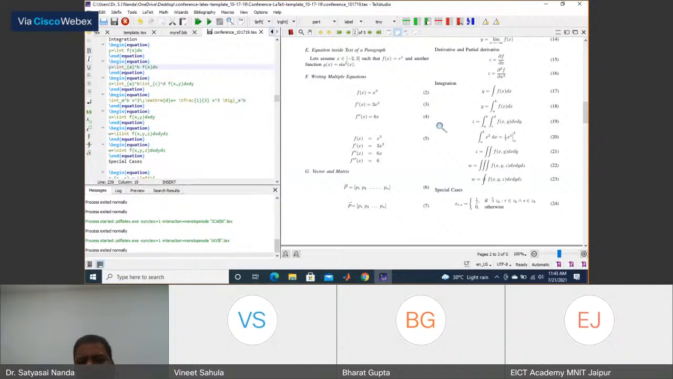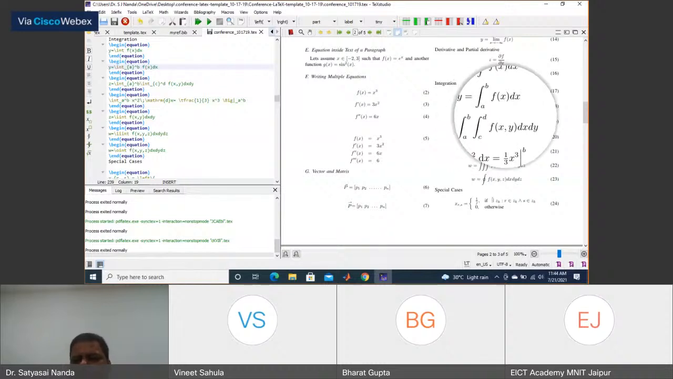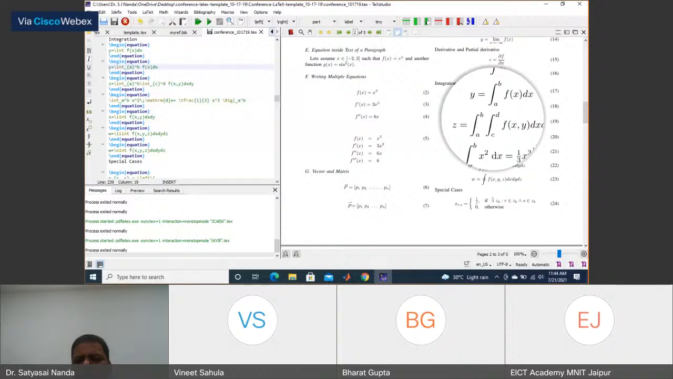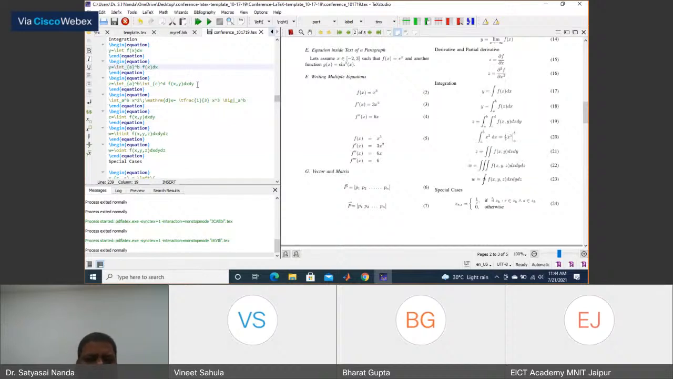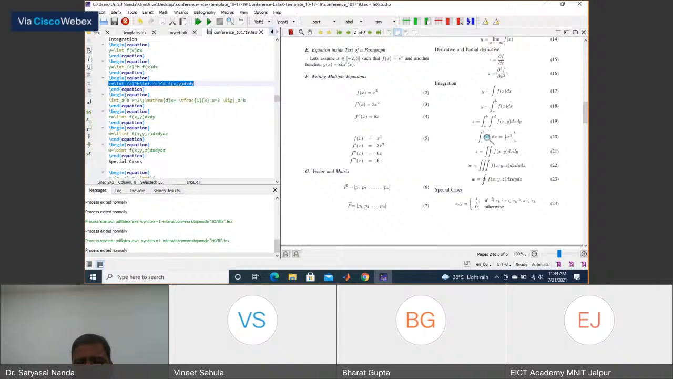For double integral, like z is equal to integral a to b, c to d, f(x,y) dx dy, this type of equation we can do in this particular manner: z is equal to integral underscore a caret b, then again \int underscore c caret d f(x,y) dx dy. That will make the double integral. Now, integral with a limited bound. Sometimes we bound the integral within the limited value.